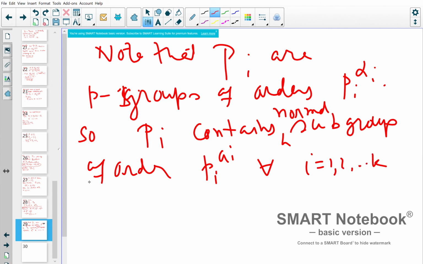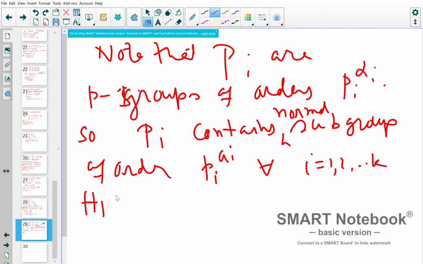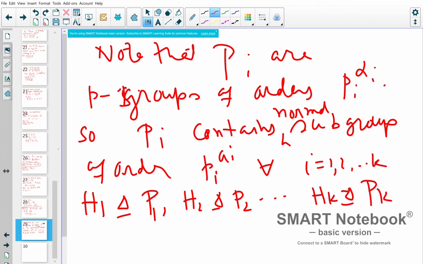So what does that mean? That means if you have a divisor D having these p_i factors, you will have H1 a normal subgroup of P1, and then H2 a normal subgroup of P2, and so on, Hk a normal subgroup of Pk, and the order of each H_i is p_i^a_i, right?